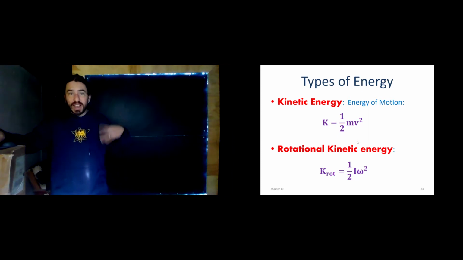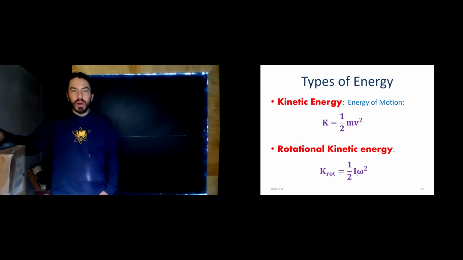Now, something that's spinning has kinetic energy too. How much? Well, it depends on its moment of inertia and its angular velocity. Notice how analogous these are, right? Inertia for straight line motion is its mass. For rotational motion, it is moment of inertia. This is your straight line speed. This is your angular speed.